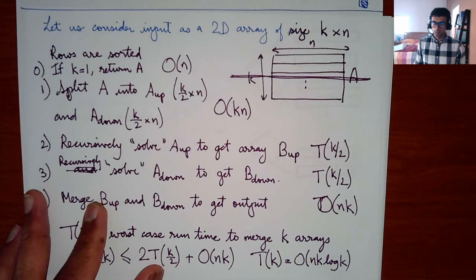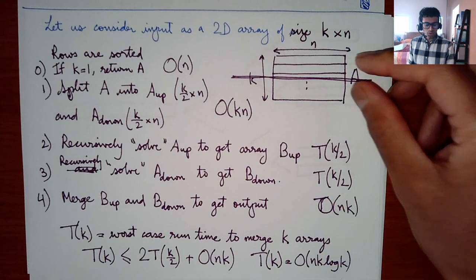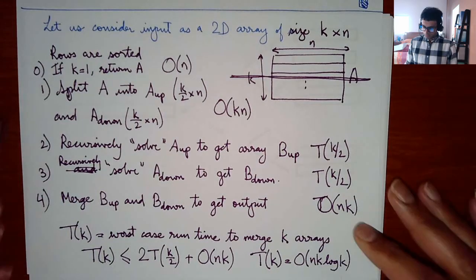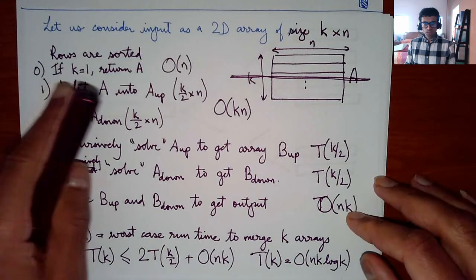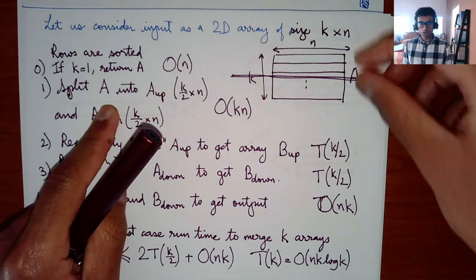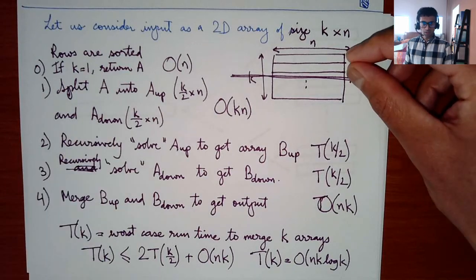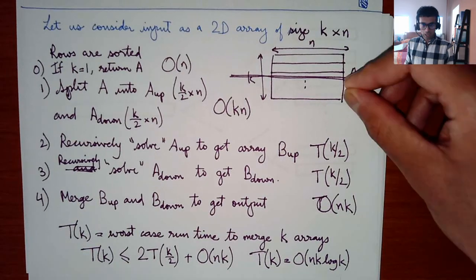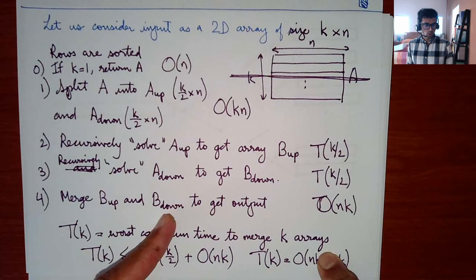So your array is, let's think of it as a 2D array of size k times n, right? Or you can think of it as k arrays of length n. The algorithm just says you're doing divide and conquer. If k is equal to 1, just return a. Otherwise, you split a into the top part and the bottom part, the up and the down part. You recursively solve the up part to merge it into a sorted array, and recursively solve the down part to get another sorted array. So you get b up and b down, which are both sorted. Then you merge those to get the output.